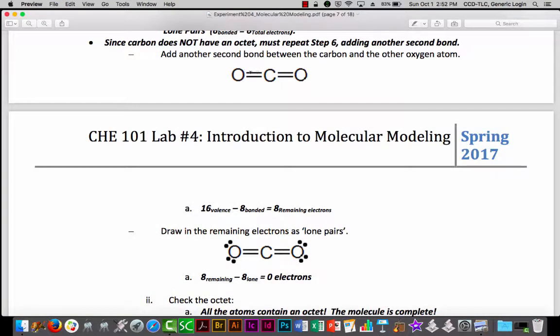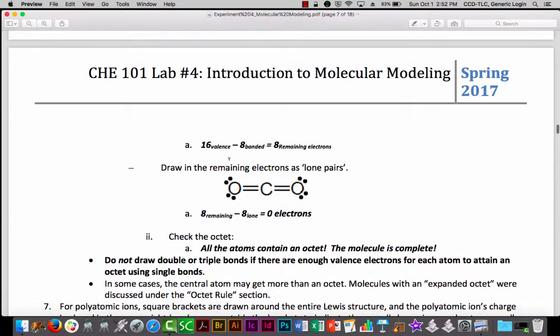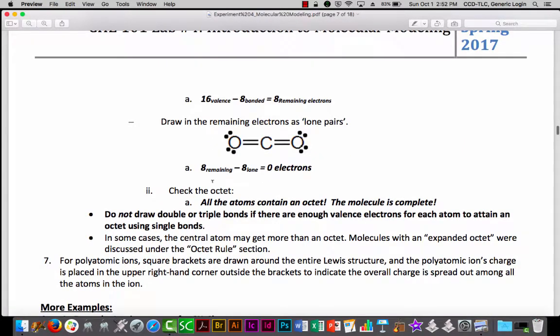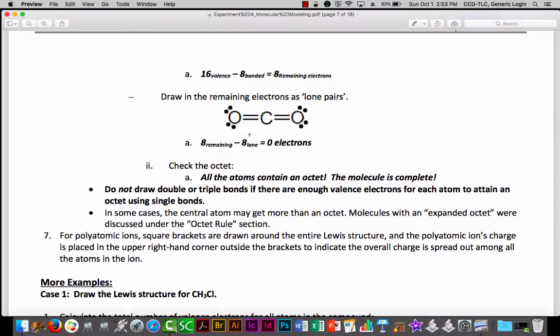So now we added another double bond between the other oxygen and carbon. Draw the remaining electrons in as lone pairs, and then check the octet. So let's check. Oxygen has 4 non-bonding electrons, 4 electrons from bonds, that's 8. Same with this oxygen. And then carbon has 4 bonds, 2 electrons each, so that's 8 valence electrons. So everything has an octet. And then remember, in some cases, the central atom may get more than an octet. Molecules with an expanded octet were discussed under the octet rules section above.